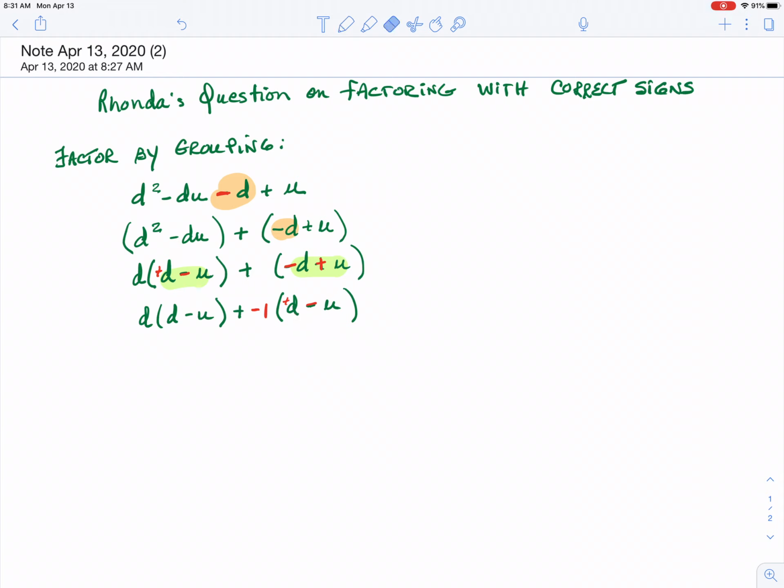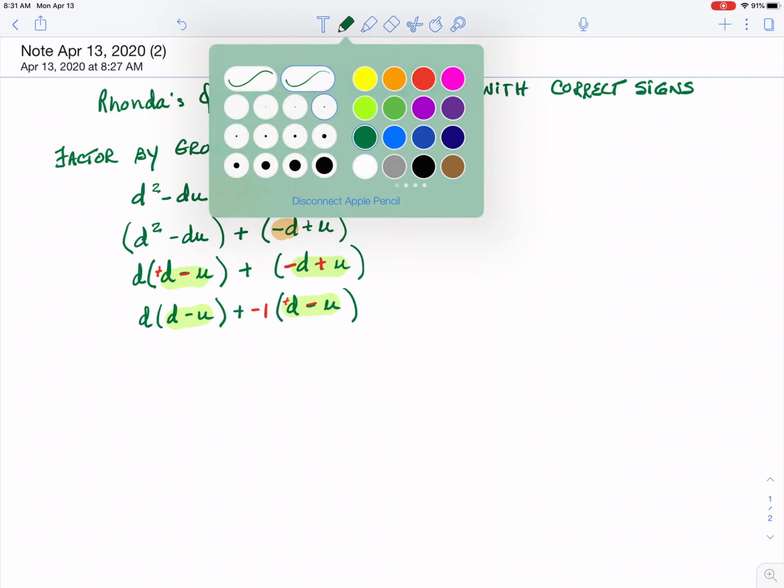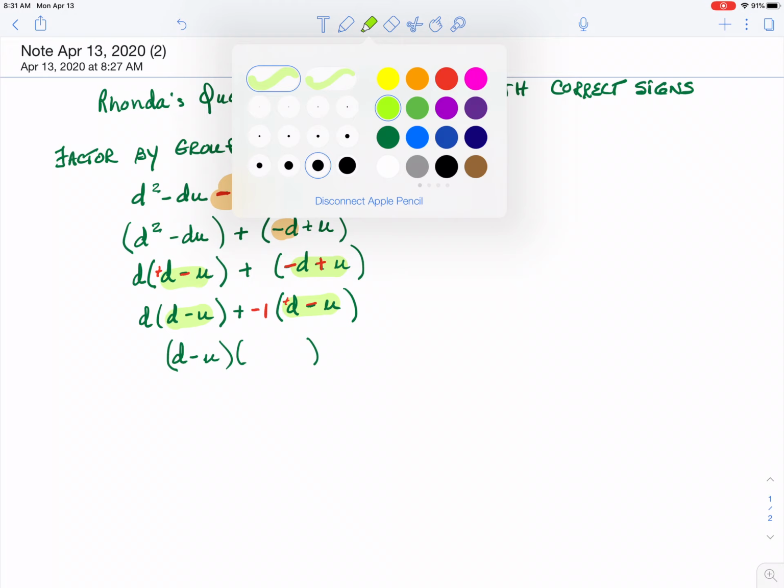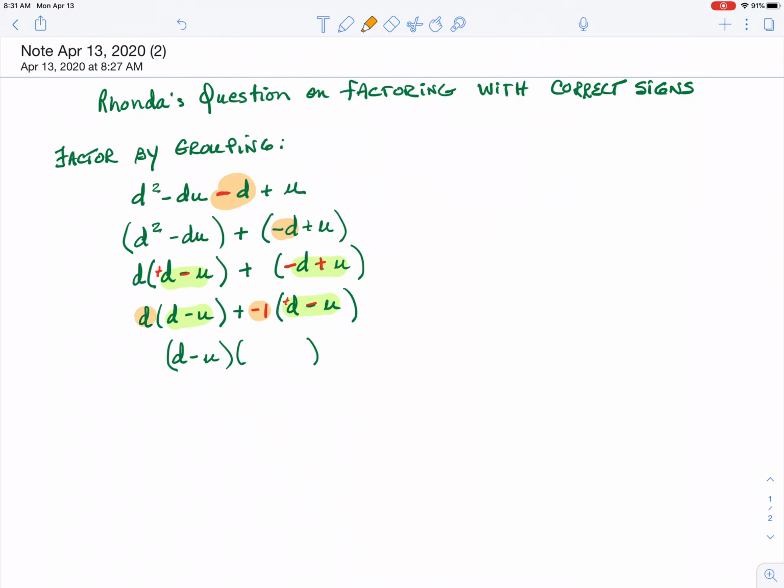And the reason I did that is to manipulate it so that now these 2 parentheses do match. So I'll pull the common D minus U parentheses out. And then, of course, what remains in the second parentheses are these 2 pieces right here. So D minus 1.